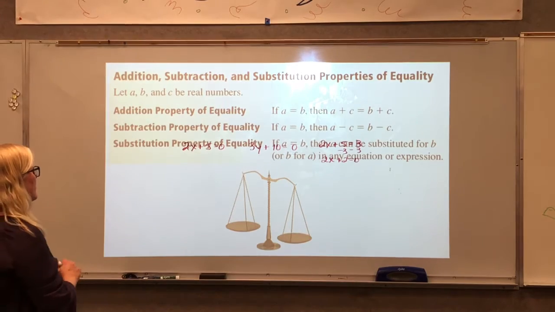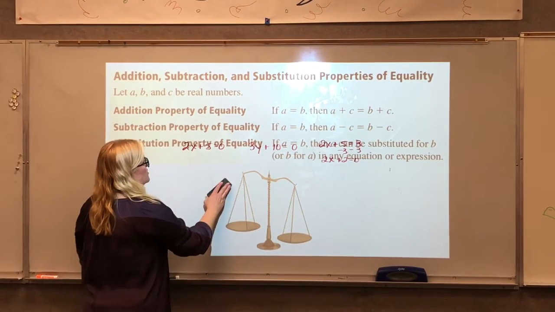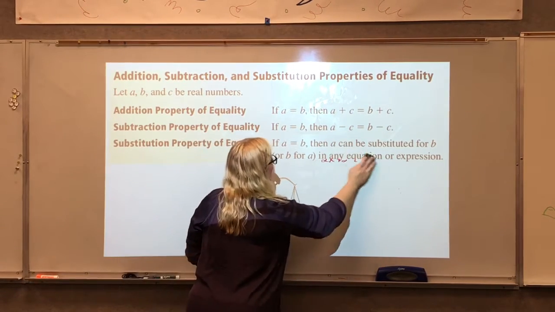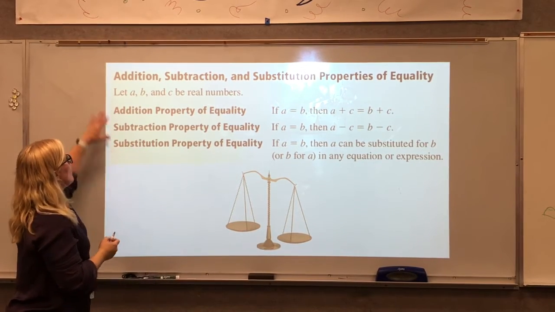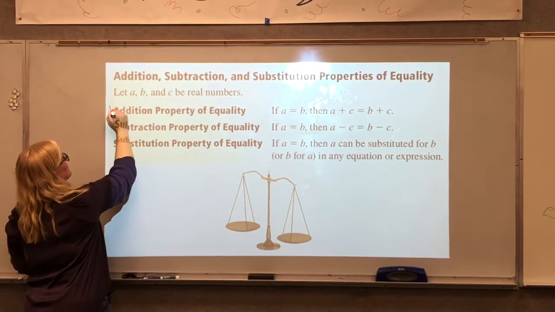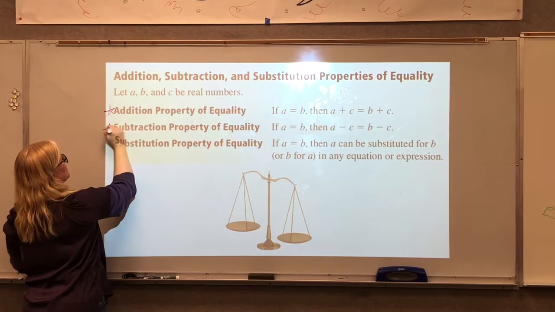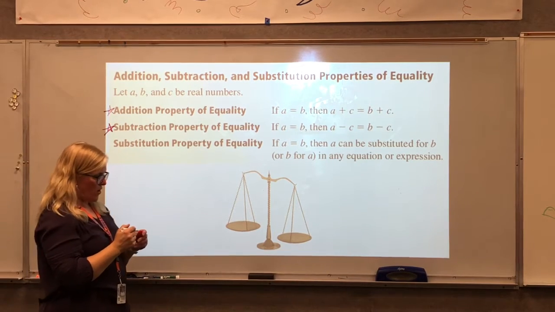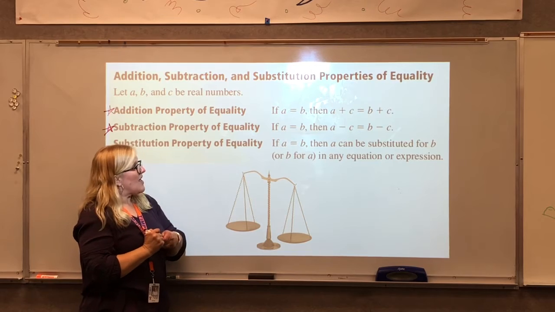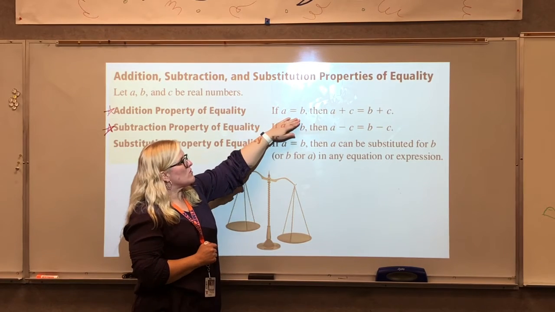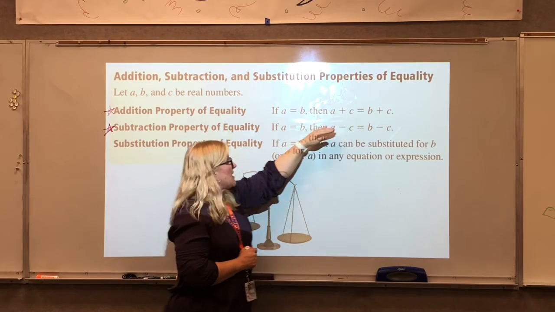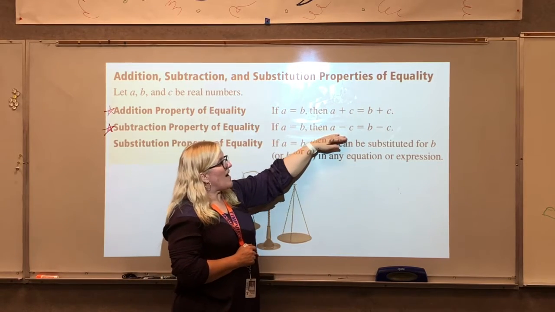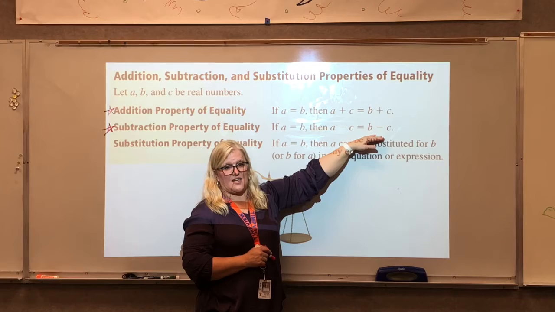Okay, this is in your book, so you don't need to write this down. However, you do need to know mostly these two: addition property of equality and subtraction property of equality. And basically what they're saying, if a equals b, then a plus c equals b plus c. And if a equals b, then a minus c equals b minus c.